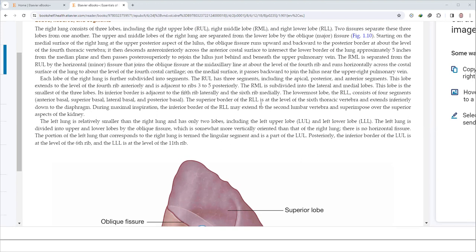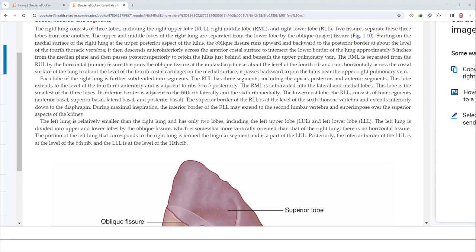The superior border of the right lower lobe is at the level of the third thoracic vertebra and extends inferiorly down to the diaphragm. And we know that the diaphragm is separating the thoracic cavity from the abdominal cavity. During maximal inspiration, the inferior border of the right lower lobe may extend to the second lumbar vertebra and superimpose over the superior aspects of the kidney.